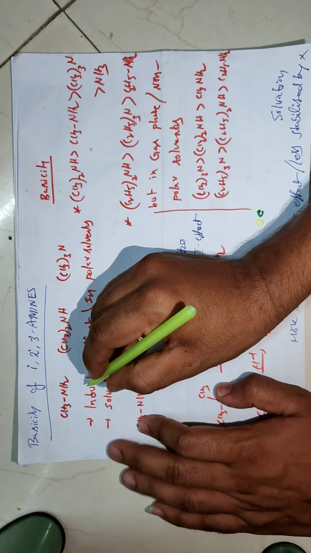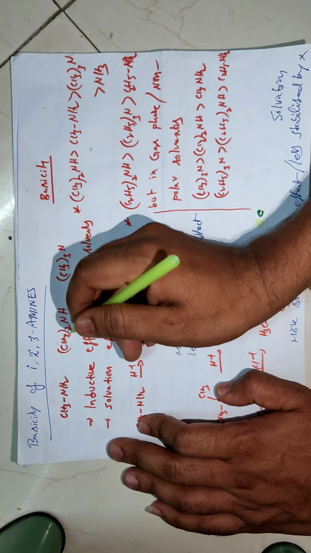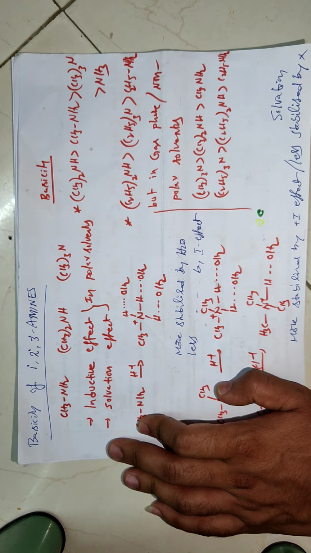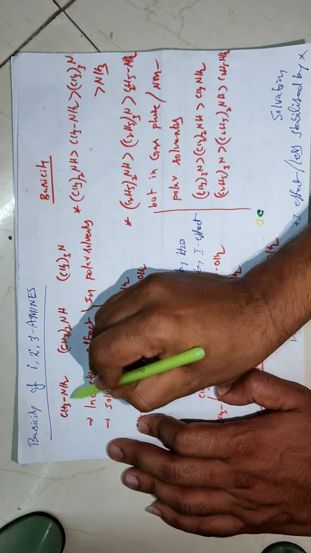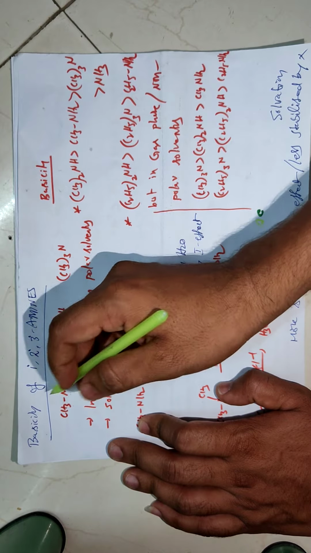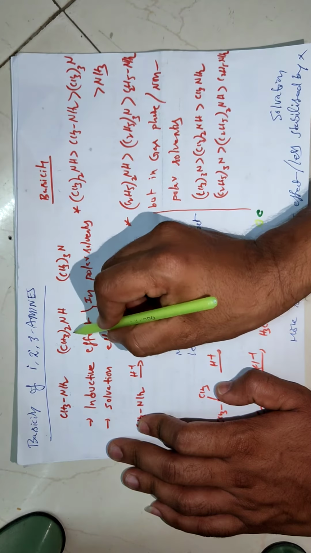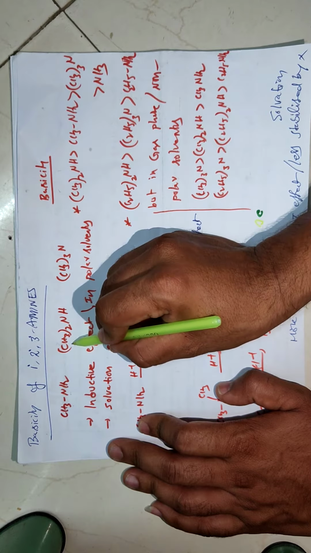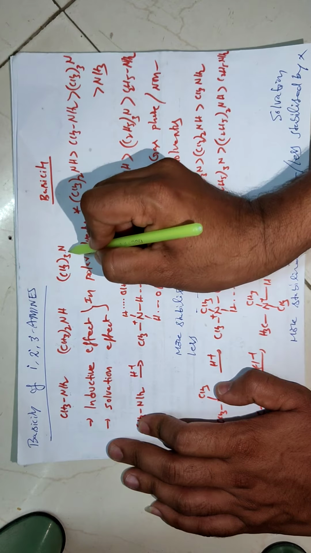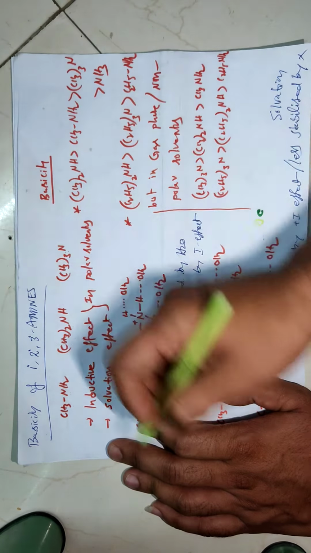So finally, basicity of primary, secondary, tertiary amines. Generally you know that amines are classified into three types: primary, secondary, tertiary. If nitrogen is attached to only one methyl, or not only methyl, any alkyl group, that is primary. If nitrogen is attached to two alkyl groups, that is secondary. If nitrogen is attached to three alkyl groups, that is a tertiary amine.